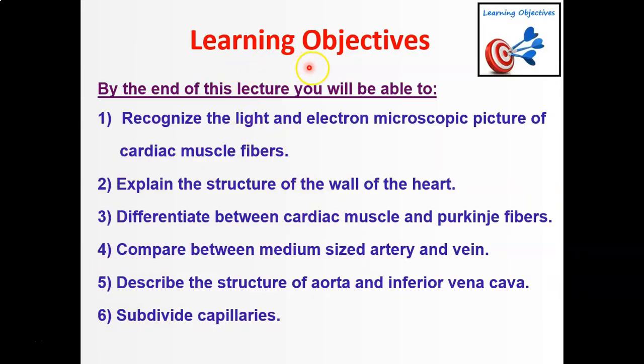Let's start with the learning objectives. Number one, to recognize the light and electron microscopic picture of cardiac muscle. Two, we're going to explain the structure of the wall of the heart. Then, to differentiate between the cardiac muscle and Purkinje fibers. The fourth objective, the comparison between medium-sized artery and vein. And then we will describe the structure of the large artery, elastic artery aorta, and large vein, inferior vena cava.